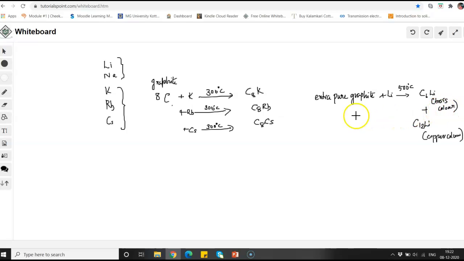Sodium will also react with extra pure graphite, under very strict conditions, to give C64Na. So these are the basic synthesis methods for alkali metal intercalation compounds of graphite.